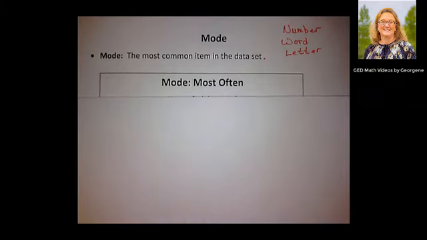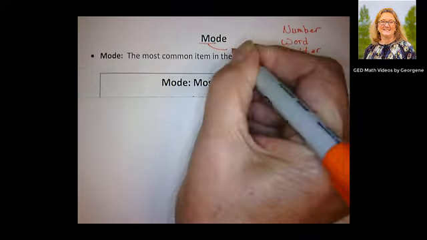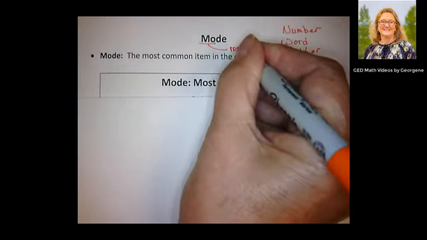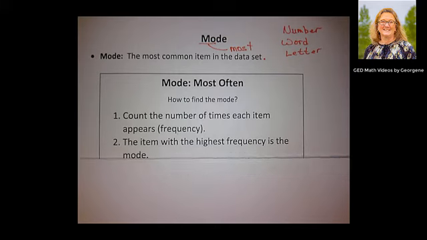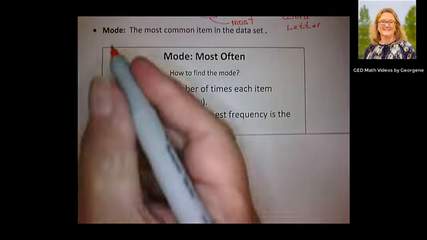When I look at mode, I look at the MO. That is kind of like my single signal here. Mo means most, so it's the most in the data set. So now we want to take a look at how. How do we find a mode?